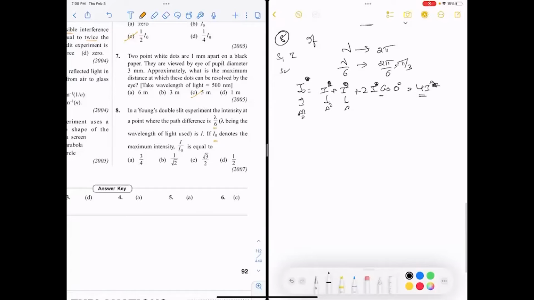What will happen if the phase difference is pi by 3? So I dash is I plus I plus 2I into cos 60. How much is cos 60? 1 by 2. So this and this cancel. So it is 3I. I naught is 4I, so what is I? I naught by 4. So 3 by 4 I naught. How many of you understood this? 3 I naught by 4.